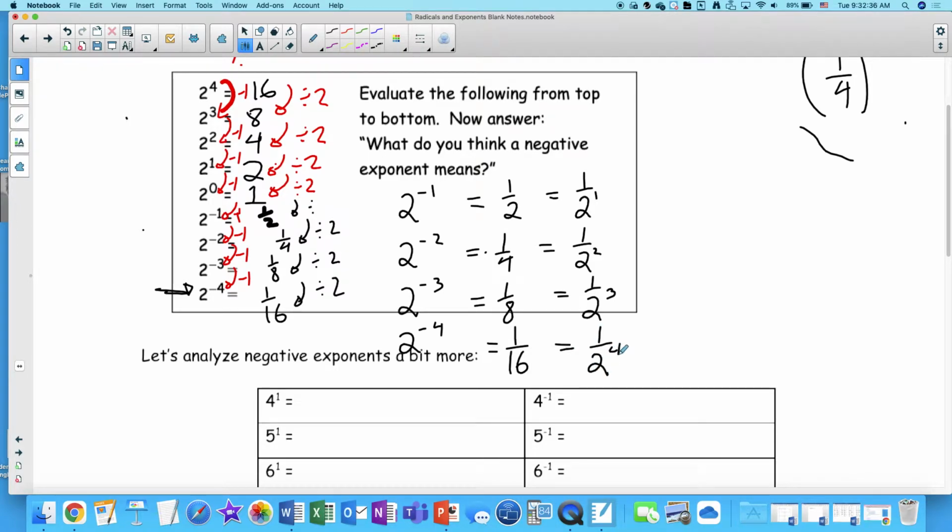Okay, and in general, this is how we make meaning of negative exponents. So if you have a to the negative b, that is equal to 1 over a to the positive b. So what are we going to do? Well, if you think of this as a fraction, we are going to move this down to the denominator and make the exponent positive.